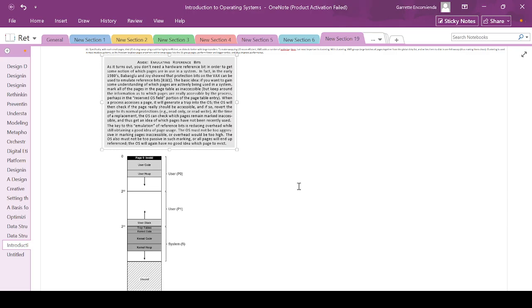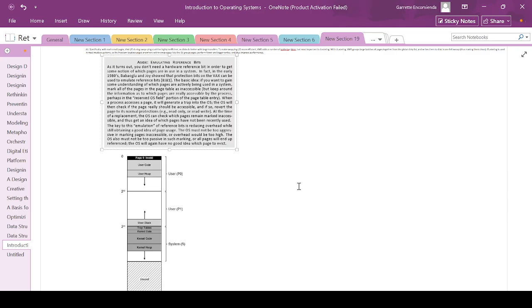So if those pages are really accessible, we put that in the reserved OS field in the PTE. When a process accesses a page, it will generate a trap into the OS. The OS will then check if the page really should be accessible, and if so, revert the page to its normal protections, like read only or read write.